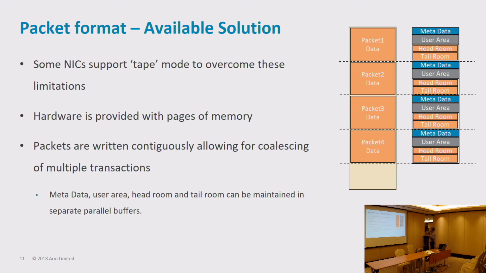Like what I have shown here, this is one single contiguous space, and the NIC goes ahead and writes the packets contiguously in the memory. And it combines, let's say in this picture, 4 packets into one transaction over the PCI bus.